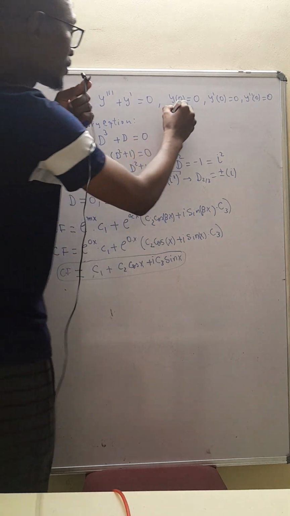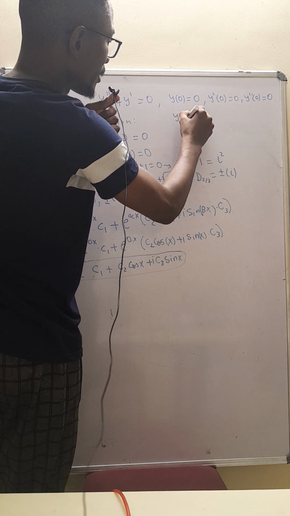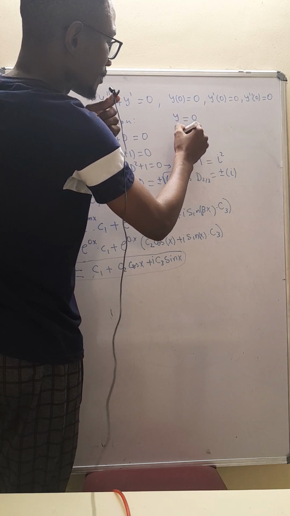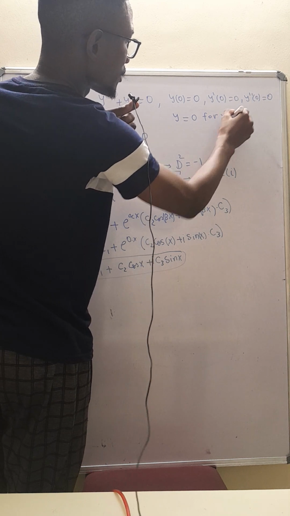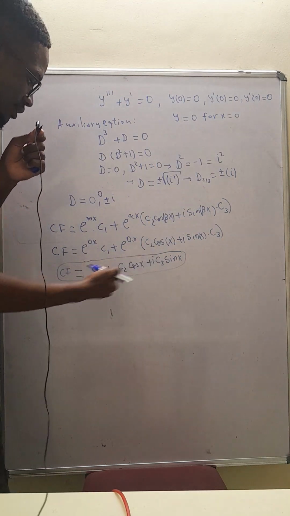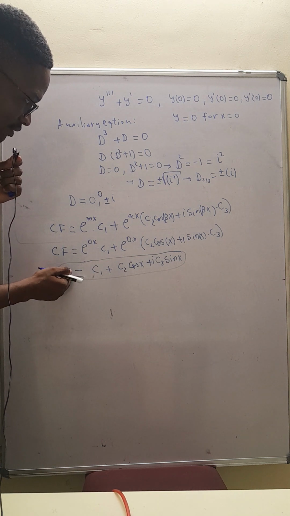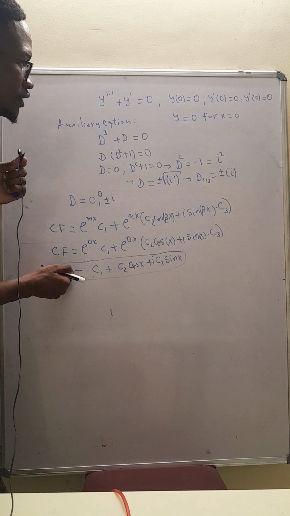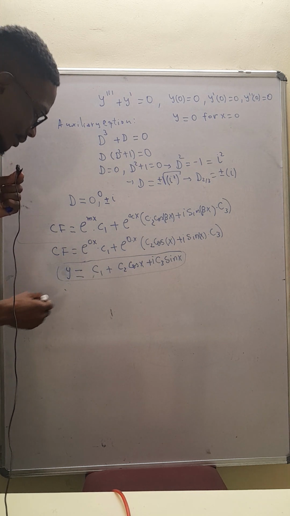This is very easy. How to find y? This is to find y. Y has to be 0 for x equal to 0. Just solve this one. See in this equation, put y equal to 0 when x is 0. What is y? Y is the result of this solution. This CF is your y.